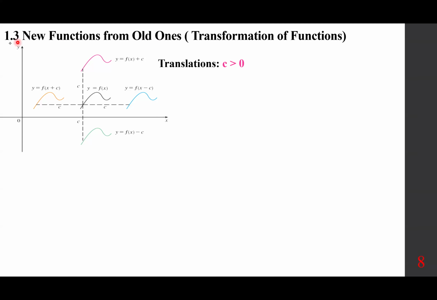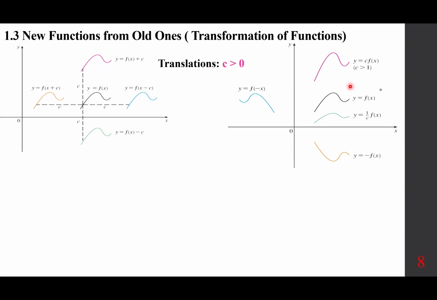New functions from old ones, section 1.3, transformation of functions. Just a synopsis of that, and we are assuming c is a positive number. So here's the basic function y equals f of x. If we are looking for y equals f of x plus c, again assuming c is positive, we take it up along the vertical line by c units. Y equals f of x minus c, we bring it down by c units. F of x minus c moves to the right by c units. F of x plus c moves to the left by c units.